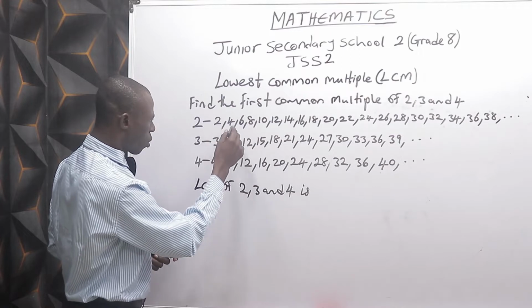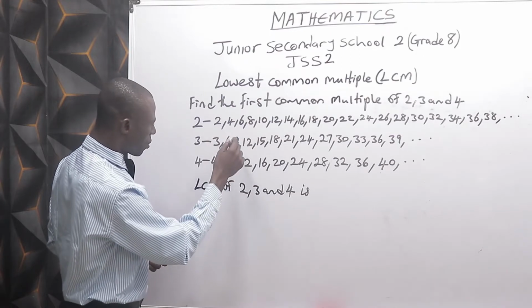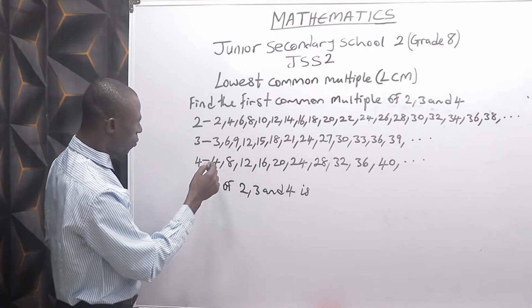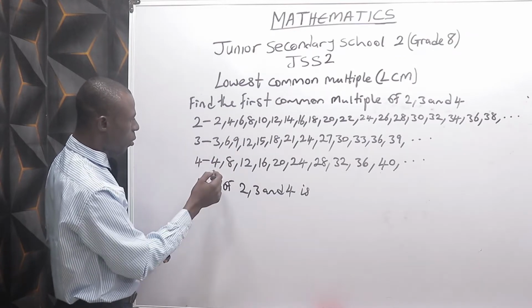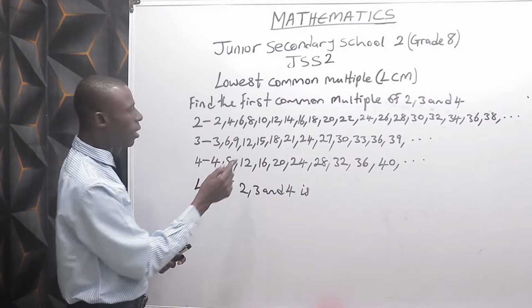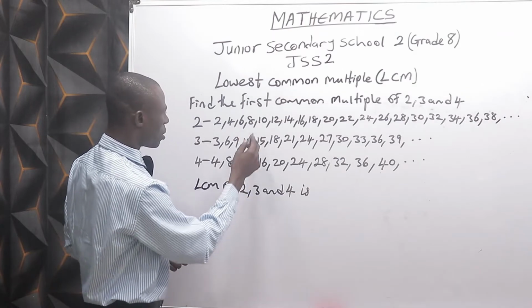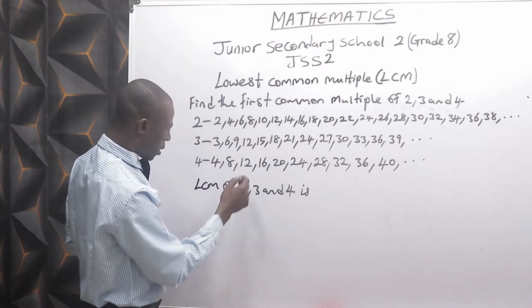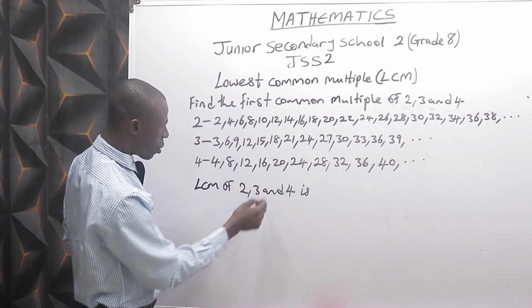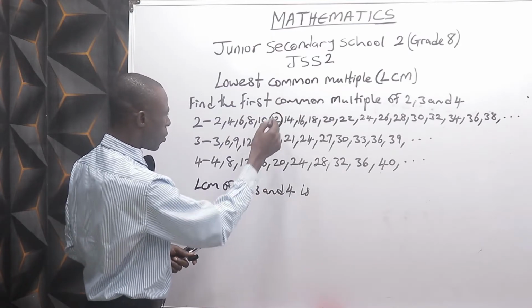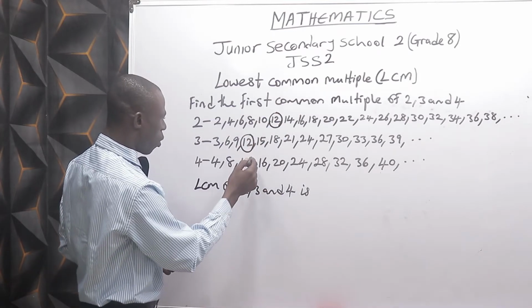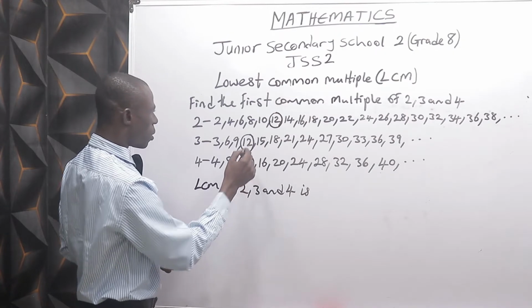You can see 2 is not common to them. 4 is not common. 4 is a multiple of 2, it's also a multiple of 4, but not a multiple of 3. 6 is not. 8 is not. 10 is not. But you can see 12 is common to them all.